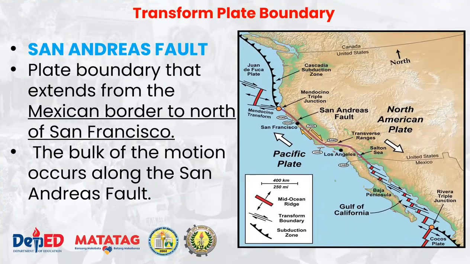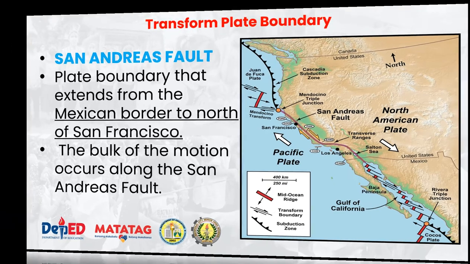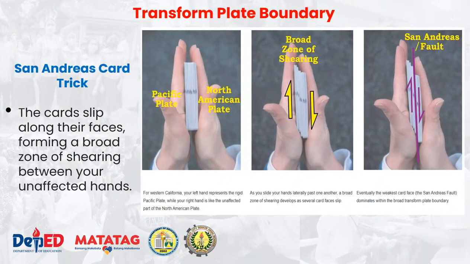So ito yung isang example na binanggit ko kanina, mga ka-learners, yung San Andreas Fault along Mexico and papunta sa north ng San Francisco. So yan yung isa sa pinakamahaba talaga na fault na meron tayo sa mundo. So this is an example na activity. Kapag ginawa nyo to, San Andreas card trick, no? Yung cards, slip mo lang among their faces, then forming a broad zone of shearing between your unaffected hands. Ito yon. Then, yan na yung San Andreas Fault.